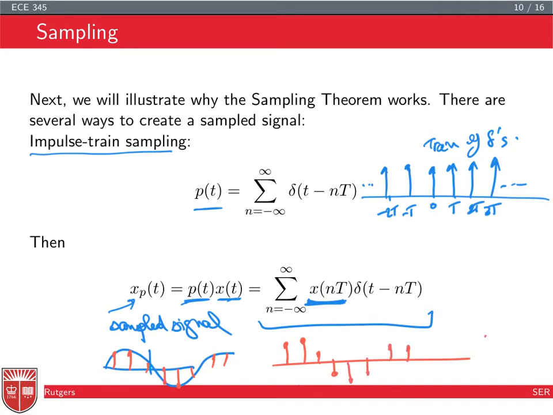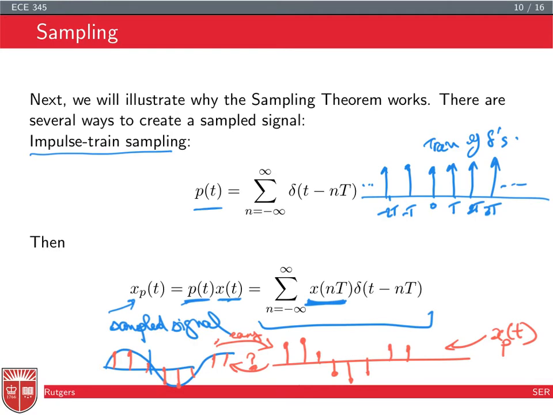So that's basically xp of t, right? And again, the interesting fact is that this is easy. Going from here, this direction is easy. Sampling is easy. The question here is how from the sample signal I can recover back the continuous signal.